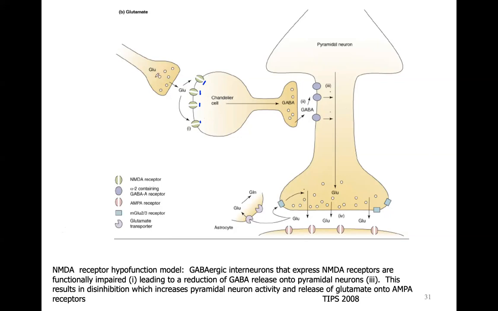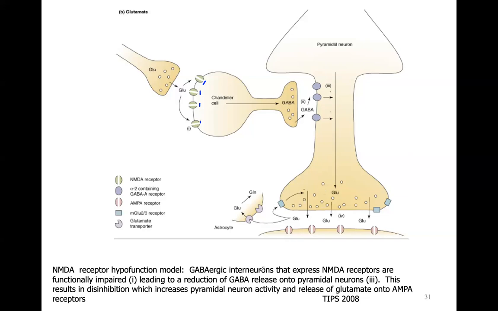And what we have is glutamate basically is being released. And when glutamate is released, it acts on the chandelier cells to increase the release of GABA. So that's excitatory on the chandelier cells, which causes the release of GABA. The GABA will then act on the GABA A receptors, which are on the pyramidal neurons, and that can then have an effect on glutamate.